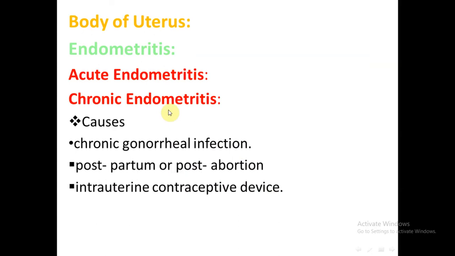As usual, we start the diseases with infections. We have acute infections, which is called acute endometritis, and chronic infection, which is chronic endometritis. Chronic endometritis can be caused by chronic gonorrheal infection, postpartum, after delivery, post-abortion, or intrauterine contraceptive device. Presence of an intrauterine contraceptive device is a common cause of chronic endometritis.